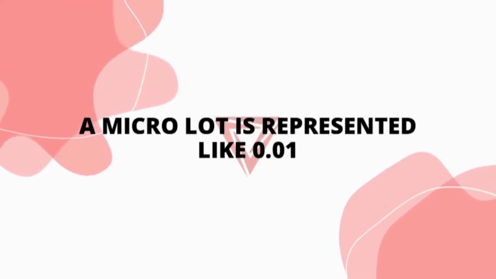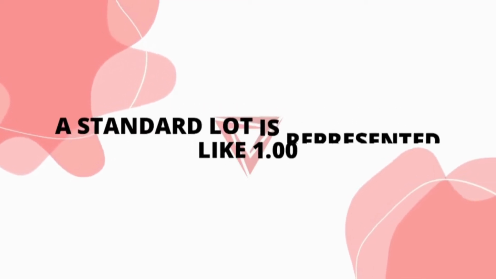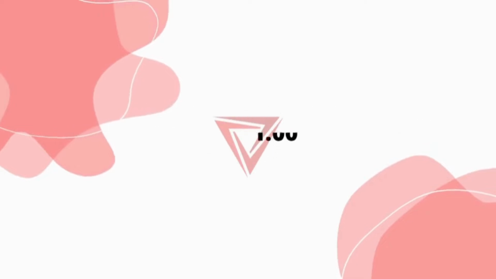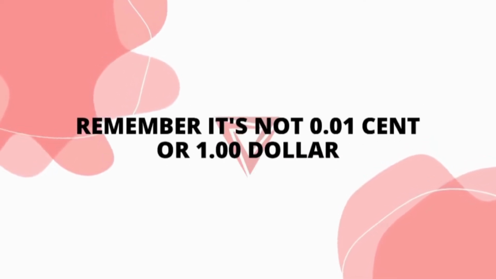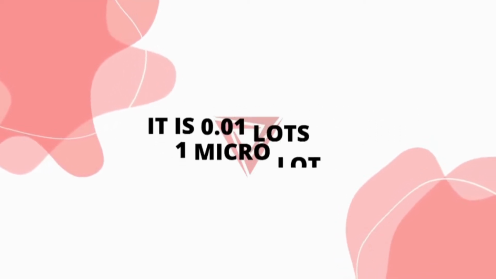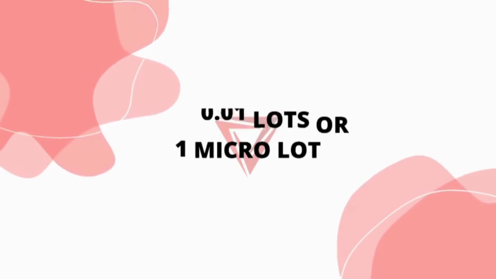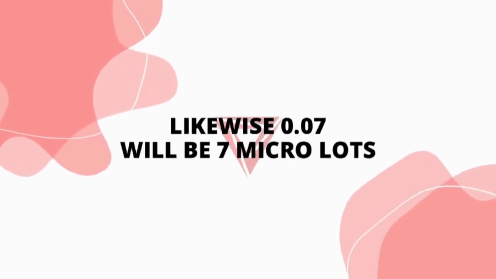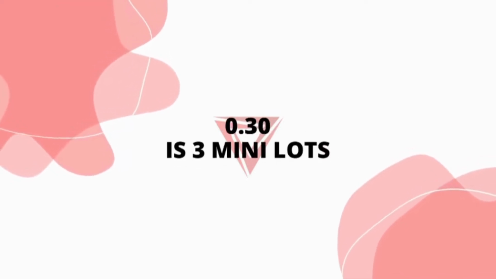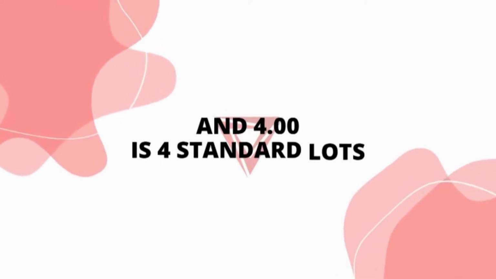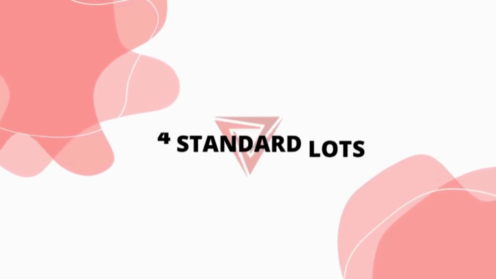A micro lot is represented like 0.01, a mini lot is represented like 0.10, and a standard lot is represented like 1.00. Remember, it is not 1 cent or $1. It is one lot or one micro lot. Likewise, 0.07 will be 7 micro lots. 0.30 is 3 mini lots. And 4.00 is 4 standard lots.